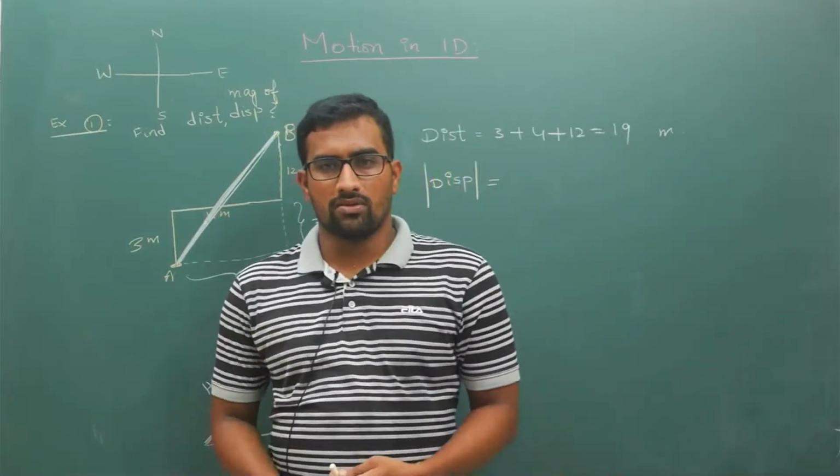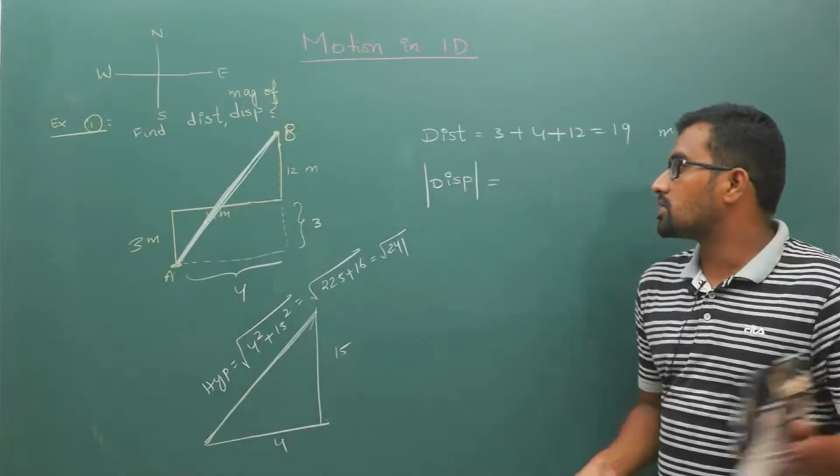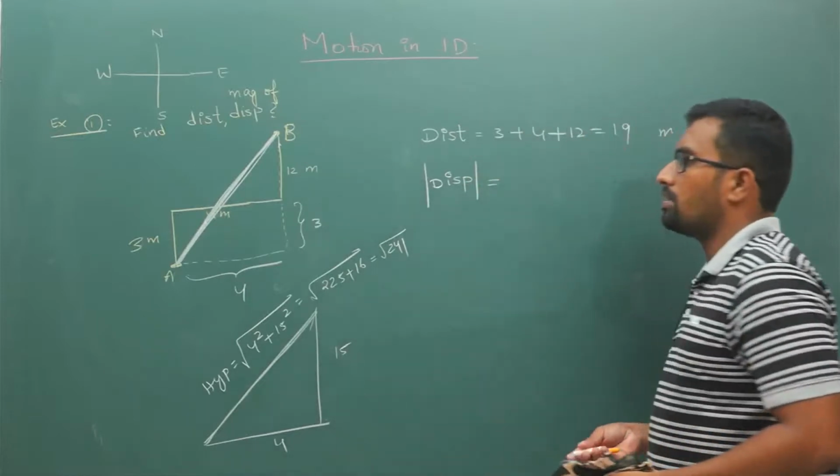Distance is the total length of the path; displacement is the shortest distance. Right? Next, I'll give one more example on this. Hope you have copied it.